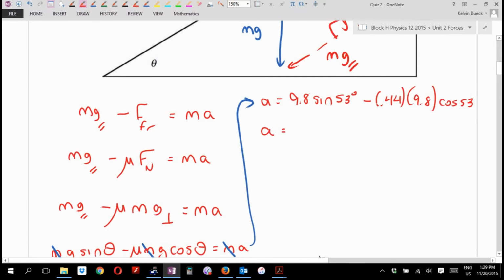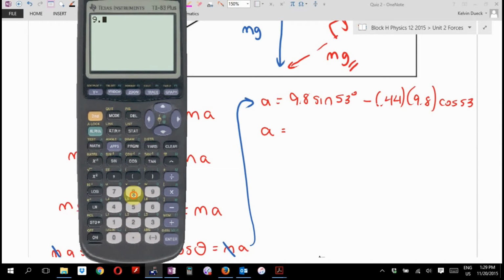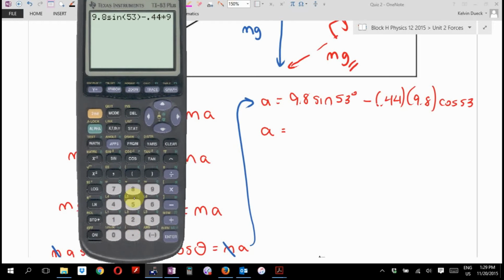a equals... point go? There it is. 8 times the cos of 53. And I get 5. Since this isn't my final answer, I'm going to carry some extra sig figs. I'll go 5.2316. Since there's a lovely 0 right there, that's a nice place to stop.